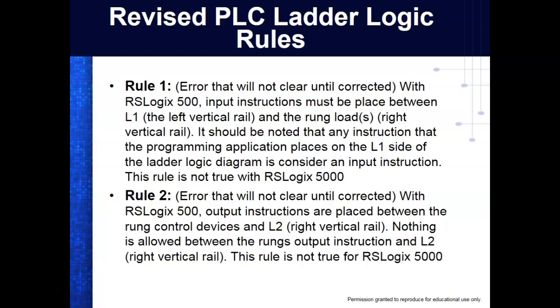Rule 2, with RS Logix 500, output instructions are placed between the rung's control devices and L2, which is the right rail. Nothing is allowed between the rung output instruction and L2. This rule is not supported. I didn't need to erase that. Y'all don't need to learn about RS Logix 5000. But this will cause an error until you do what? Until you correct it, right? I thought I fixed that.